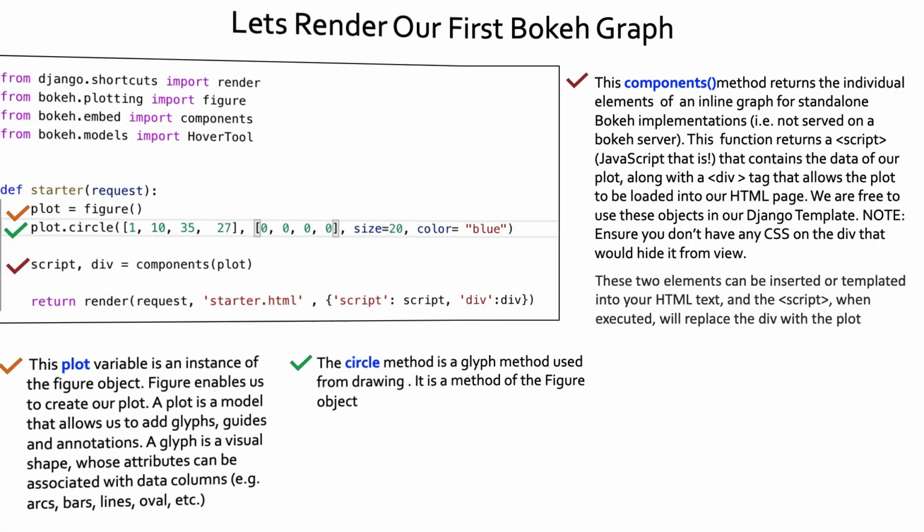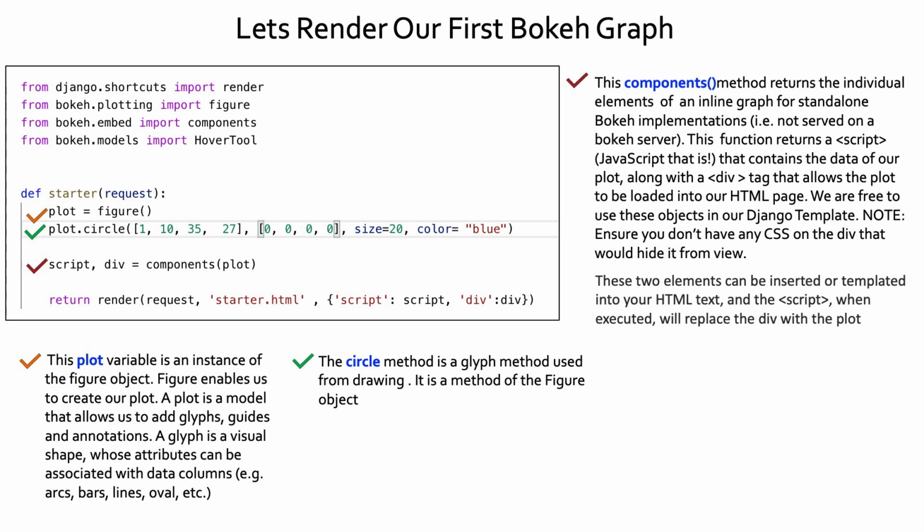Okay, so within our views.py file in our application, we're going to create our second view, and this view is going to be specific to rendering a Bokeh plot or a Bokeh graph. So this one we'll call starter. So def starter. Request again is always the first parameter. And then we'll have plot equals figure, the figure method. That's from Bokeh, open and close quotes. And then we'll have plot.circle, which is a glyph. And we'll have two lists in there, separated by a comma. Then we'll have another comma, size equals 20, comma, color equals blue.